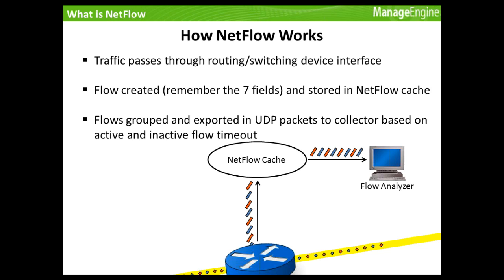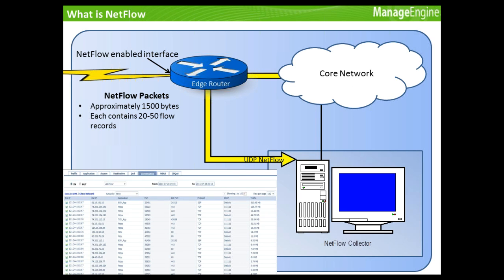So, flows are grouped and exported as UDP packets to your flow collector, based on your configuration. And when the flow collector receives the UDP packets, it processes them and gives you information immediately about who is the source, who is the destination, what ports were used, what was the application, all this detailed information. And something like ManageEngine NetFlow Analyzer can actually give you reports in 3 minutes as soon as you install it and have the flows configured.